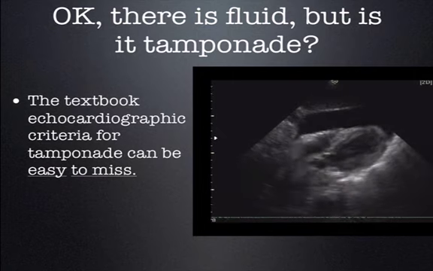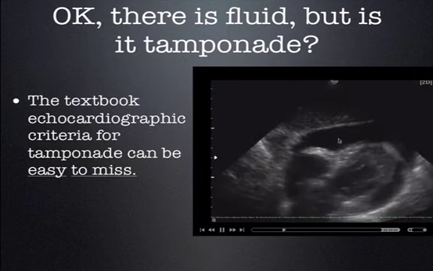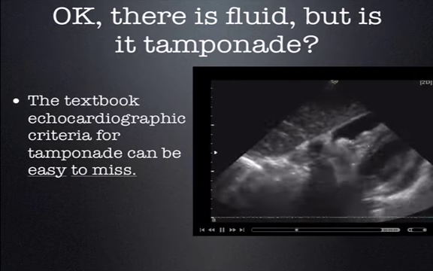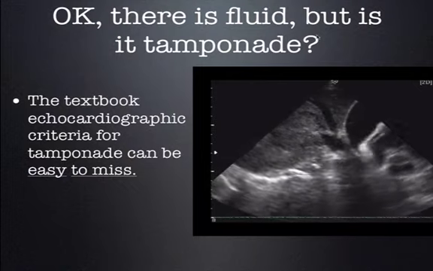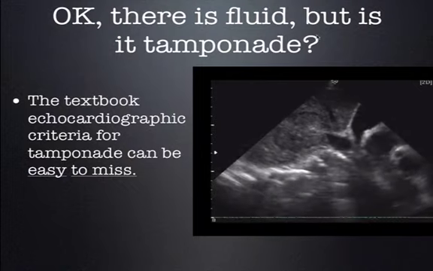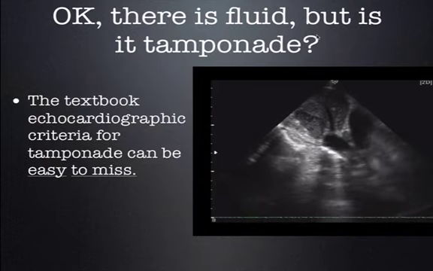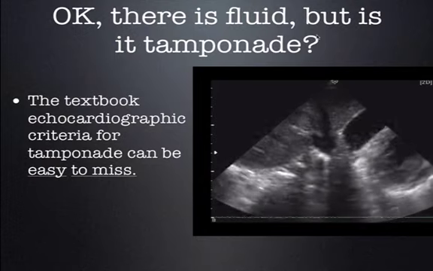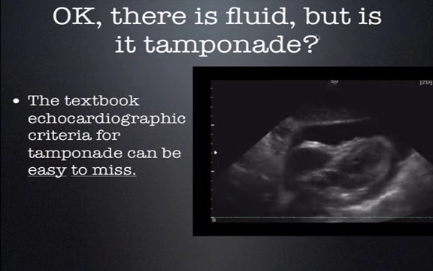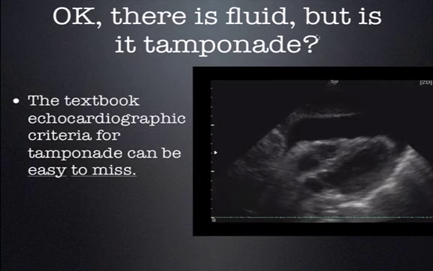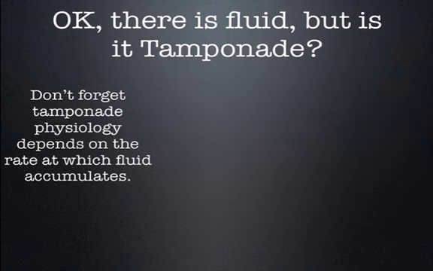Here's a late finding of pericardial tamponade. You can see that the right ventricle is collapsed through systole and diastole. When they pan to look long axis on the IVC, you can see that the IVC is dilated and there is no respirophasic change, which is consistent with an obstructive shock seen in pericardial tamponade. Ultimately, don't forget that tamponade physiology depends on the rate at which the fluid accumulates.